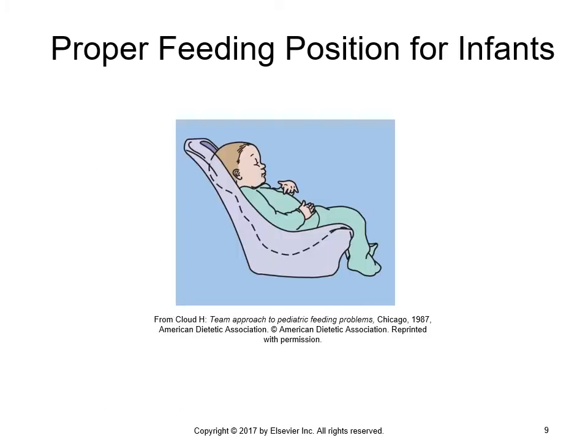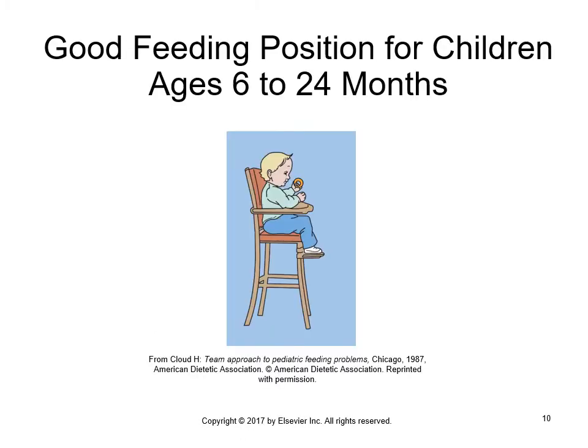Here we see the proper feeding position for infants. It's slightly relaxed, I want to say about 30 to 45 degrees. And here we can see, from 6 to 24 months, we're sitting more upright.